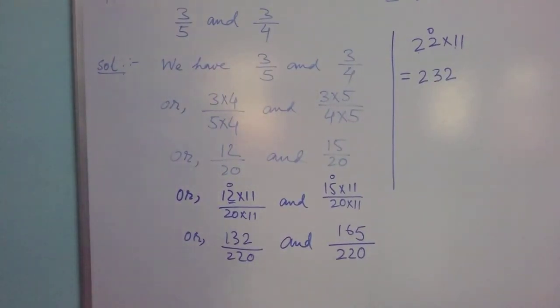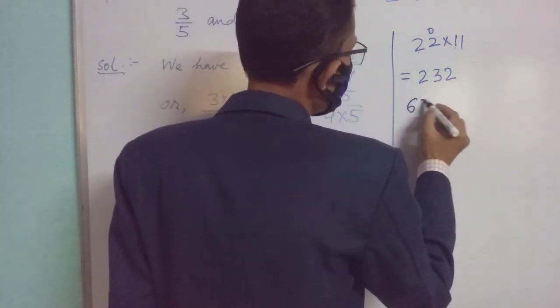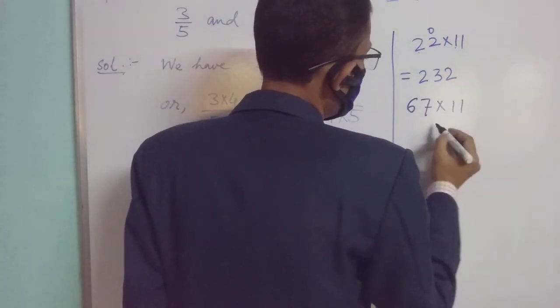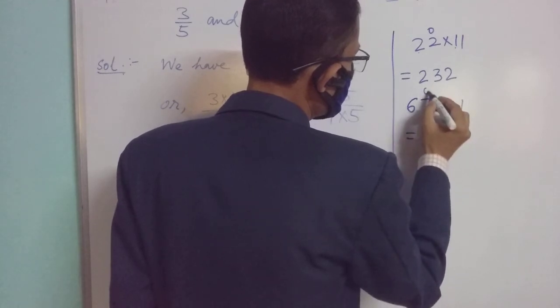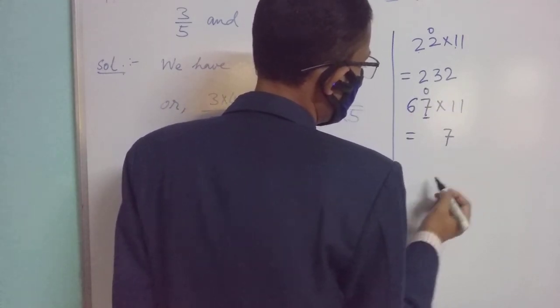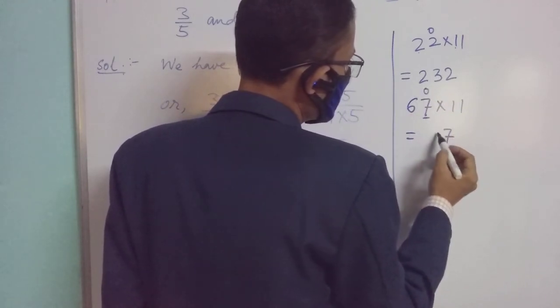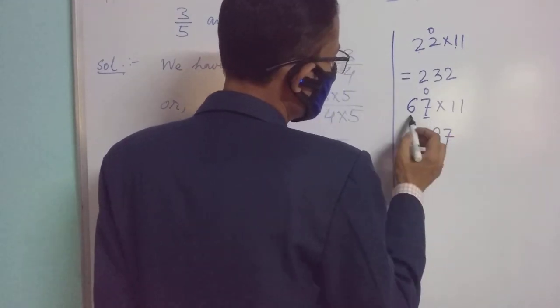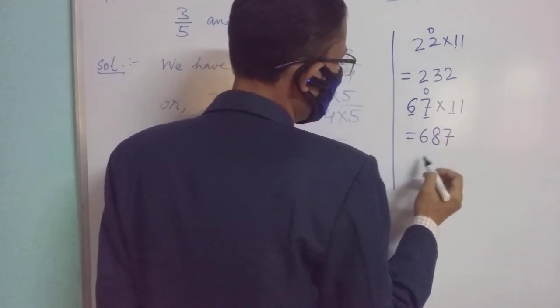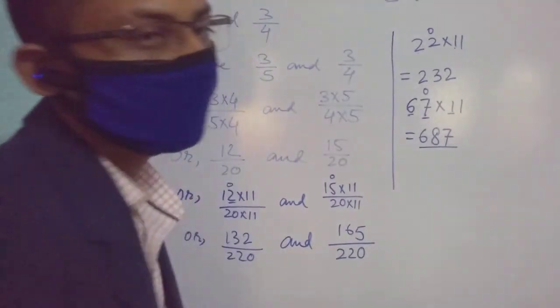If you want to multiply 67 into 11, you will write down the ones place digit, then add 1 to this, that is 7 plus 1, 8. Now 6 ones are 6. This is the answer.